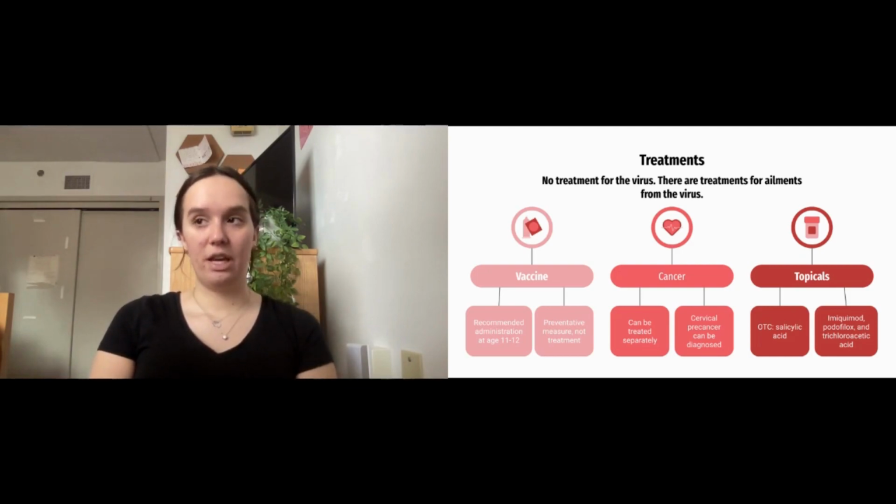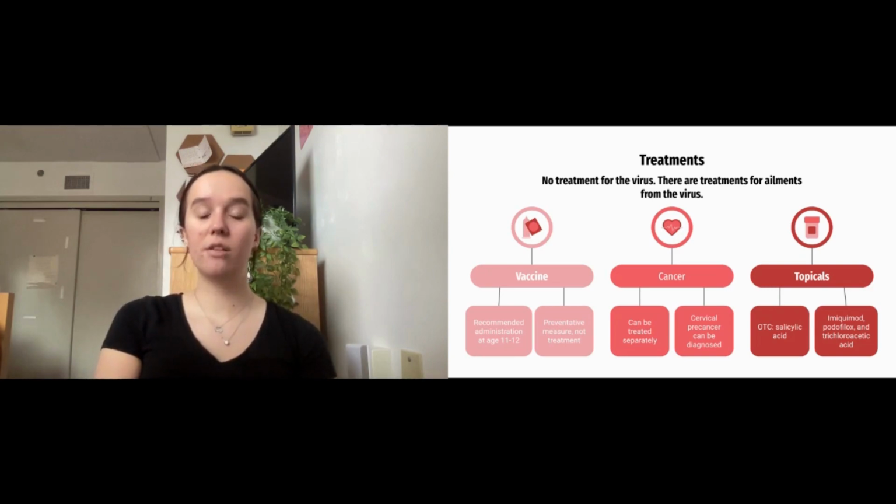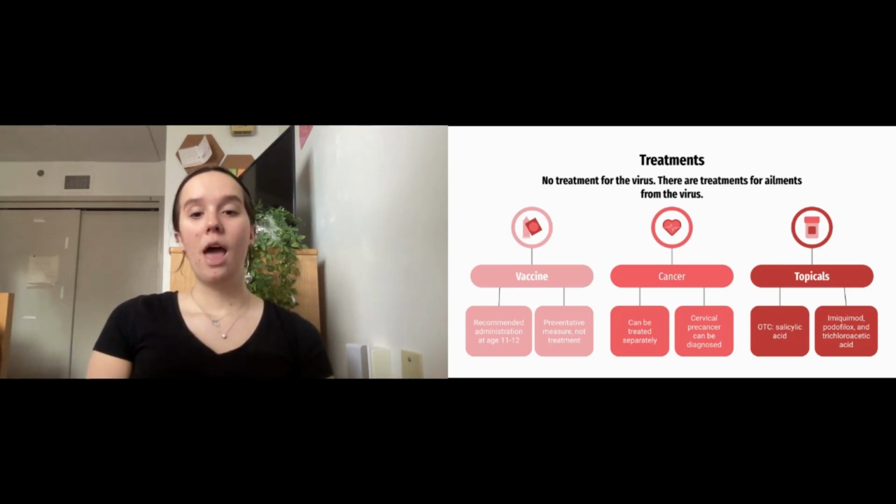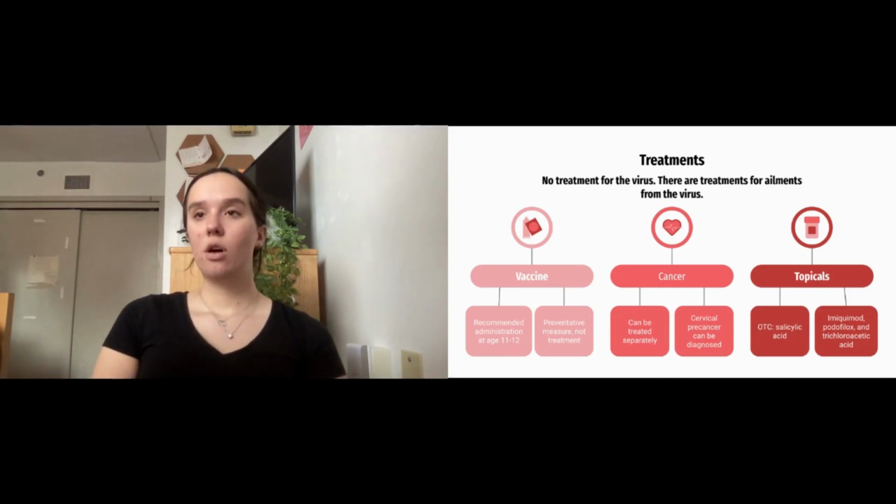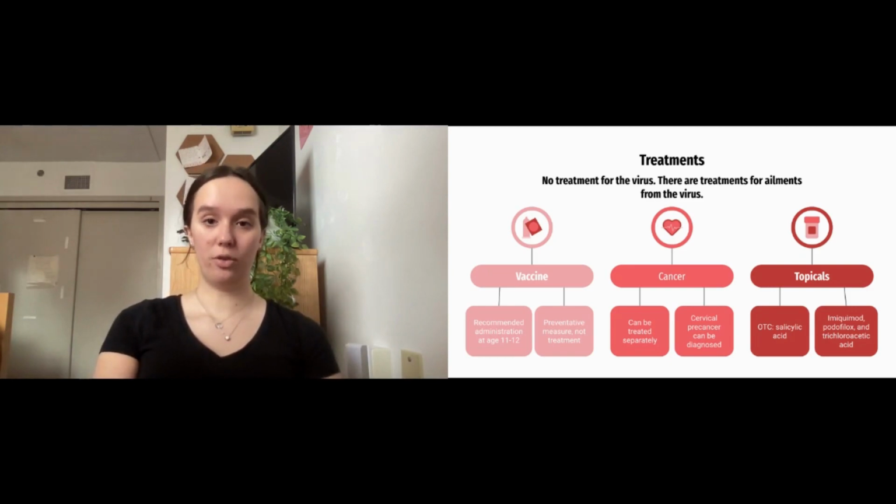Next, there are treatments for cancer that come from the HPV, and it is treated separately and it's just treated as cancer. So with radiation, chemo, that sort of thing. And there is a cervical precancer that can be diagnosed when it is known that someone has HPV to help prevent it from metastasizing or going into the further stages and can be treated easier. And there are also topicals that can be used for the warts that are generated from the HPV virus. There is an over the counter version called salicylic acid, which we'll talk about the biochemistry of more in a second. And then there are also 3 prescription drugs, which are imiquimod, podophyllotoxin, and trichloroacetic acid, which are very similar to salicylic acid, but they are prescription only.